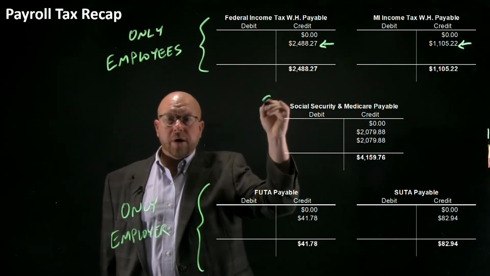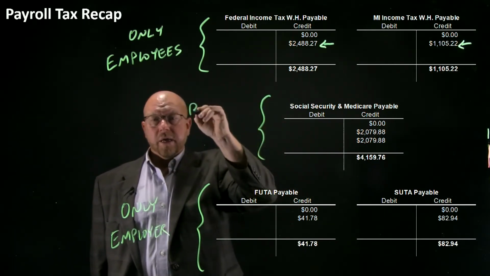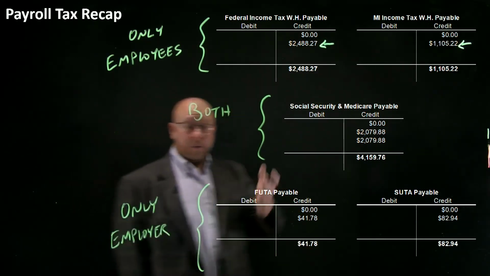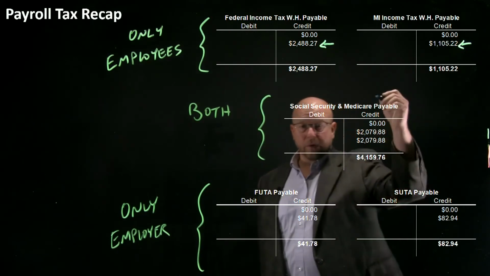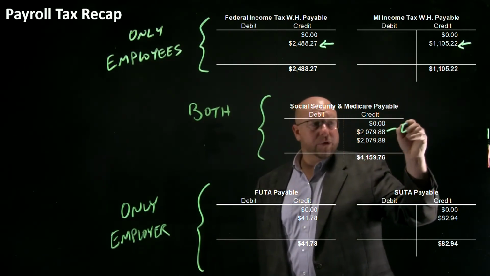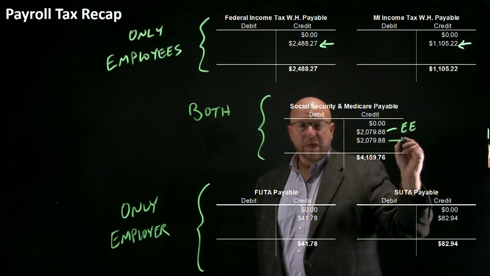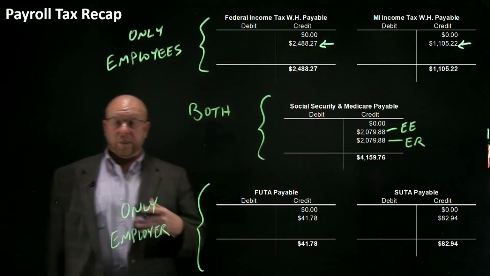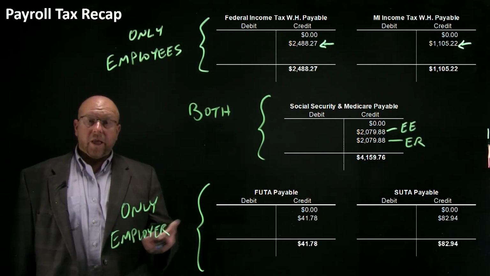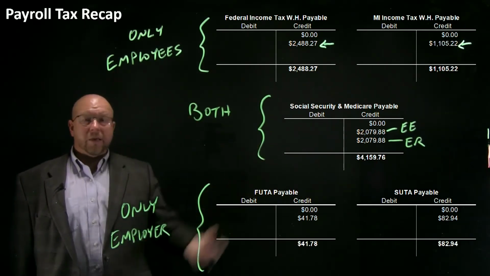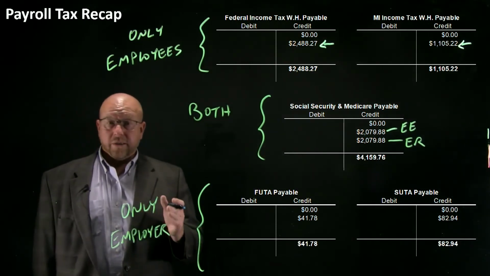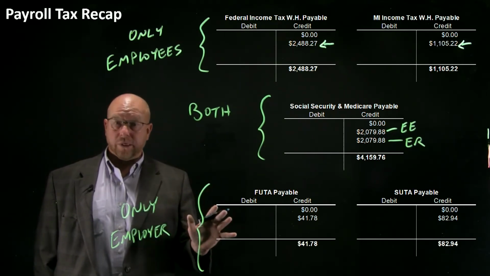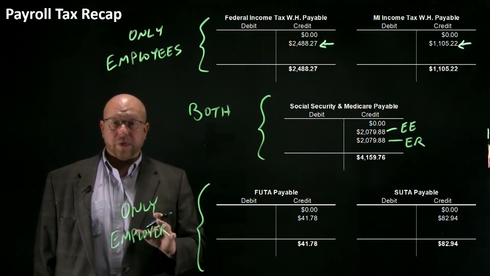Now over here, remember how the Social Security and Medicare taxes are paid half by the employer, half by the employee? So this is both. Here's the employee's portion that we credited with the first journal entry. Here's the employer's portion that we credited when we created the additional expense. And now these are the current liabilities. They're current because these are due within the next few days or weeks, depending on how large your payroll is. These are not long-term liabilities.